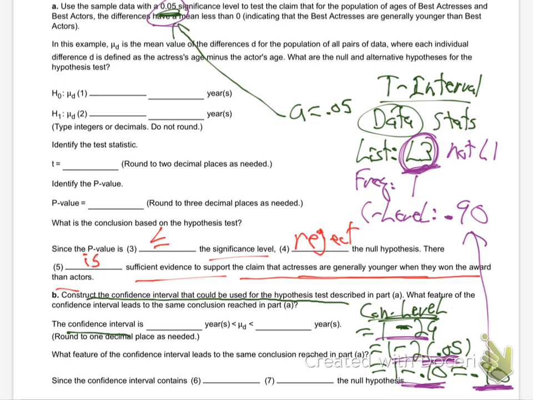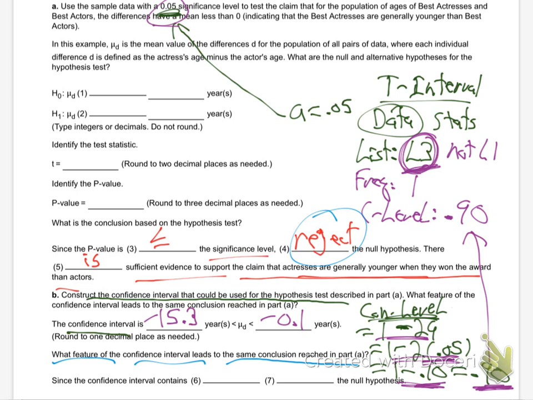Hit calculate, and when you do, you'll get a confidence interval that goes from negative 15.3 to negative 0.1. Now, what does that mean? Last thing, it's been a long problem. They want us to conclude what that means. They say, what feature of the confidence interval leads to the same conclusion that you got in part A, which was to reject the null?